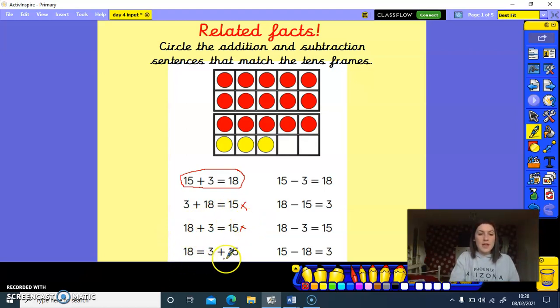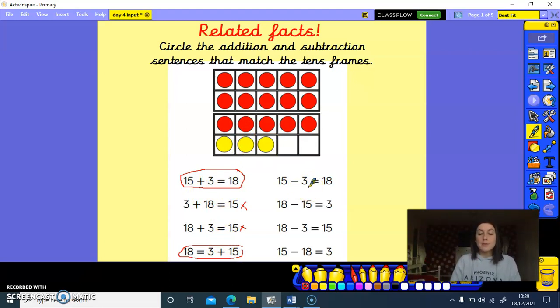Okay, let's go to this one here. 18 equals 3 add 15, sorry. What do we think? Yes, that one can be correct. It is the same as this one here. However, we have just put the equal sign at the beginning, which we know is completely fine, as long as it's followed by the 2 smaller numbers, if the bigger number is here with the equal sign here. So those would be the 2 addition number sentences that are correct and match this one here.